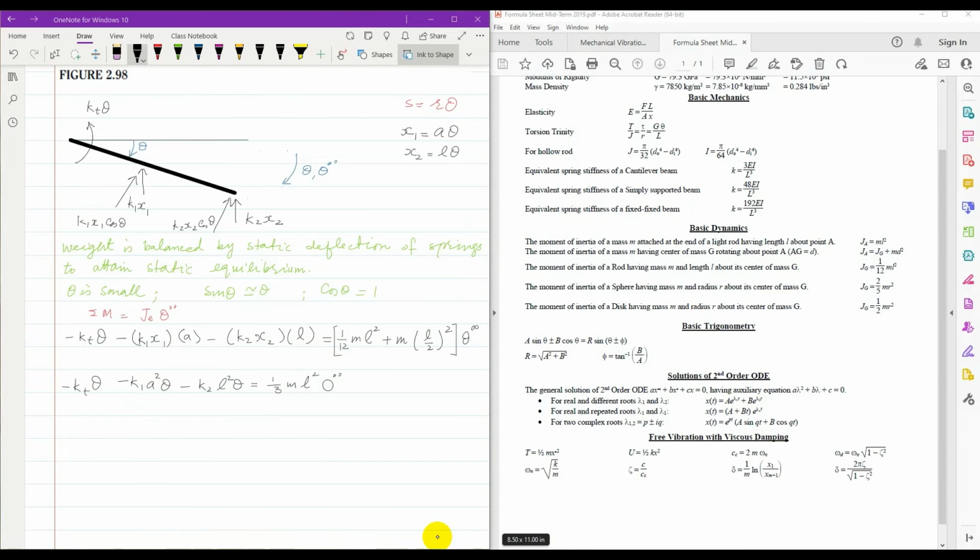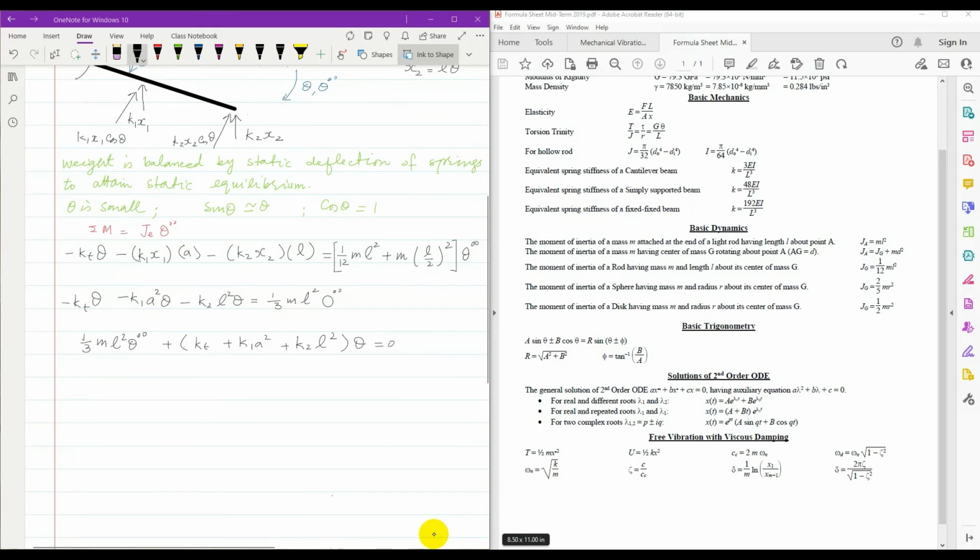Since x1 is a theta, after substituting it becomes minus K1 a squared theta, and x2 is L theta, so it becomes minus K2 L squared theta. And 1 over 12 plus 1 over 4 becomes a third, so a third m L squared times theta double dot. Then I can rearrange: a third m L squared theta double dot, with Kt on the other side becoming positive, and I can take theta as a common factor, so the coefficient of theta becomes Kt plus K1 a squared plus K2 L squared.